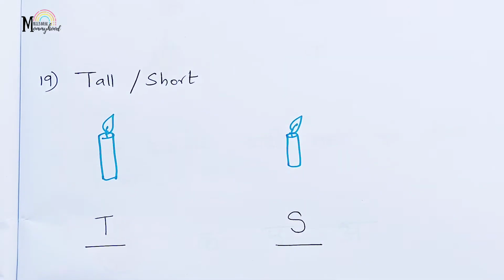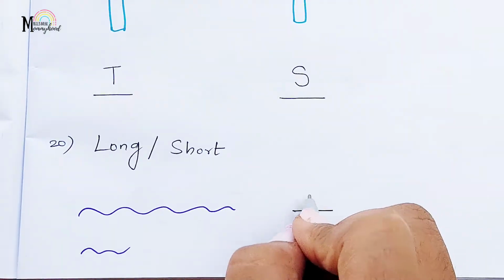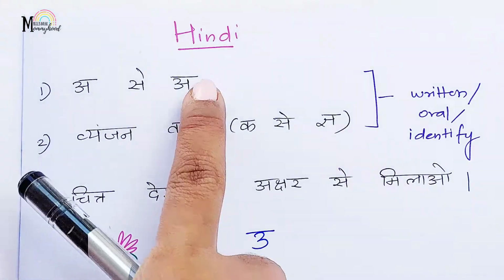Then comes the concept of tall and short, depending on the height of the objects. And the last one is long and short, depending on the length of objects.